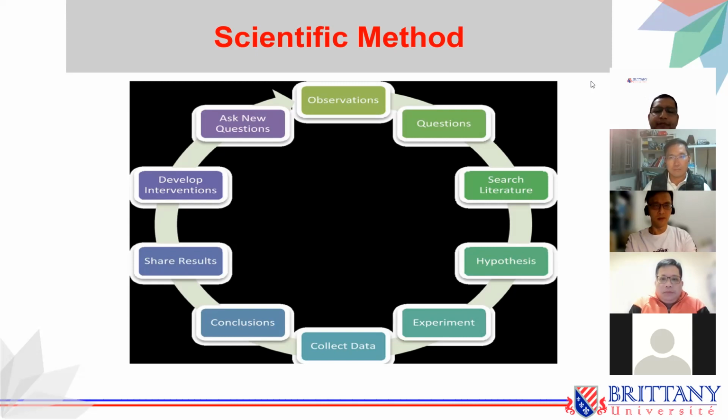So basically, from observation to conclusion is the scientific method. Later you share results, develop interventions and ask new questions, et cetera; this is part of the cycle. I hope this is clear, and you all understand.